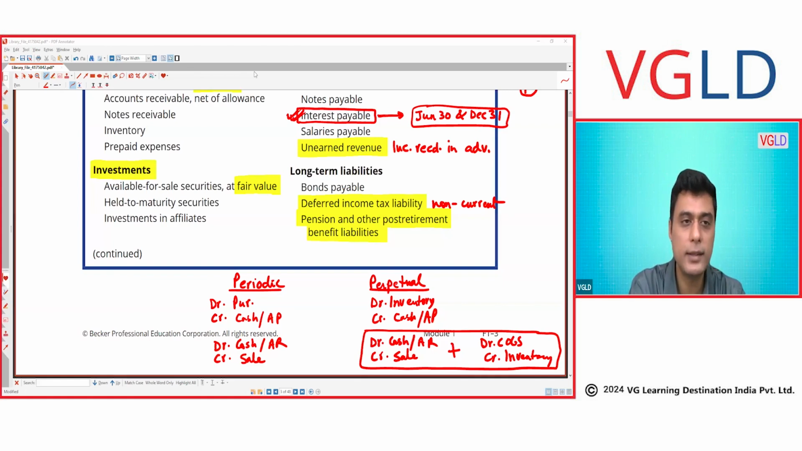Schedules for financials, yes, schedules are prepared because the face of the income statement or the face of the balance sheet is just one page. And that one page does not explain everything. So there are schedules attached.